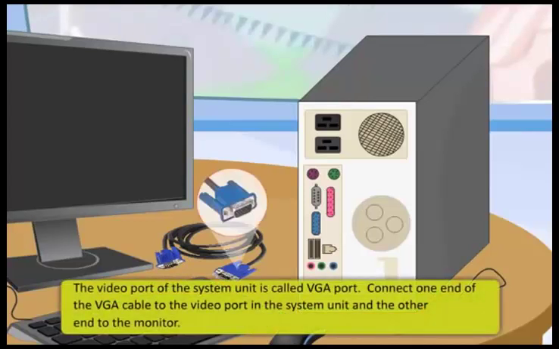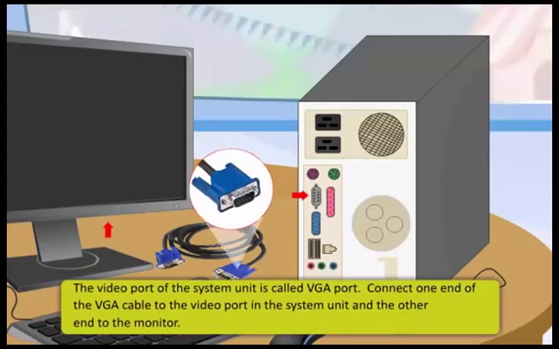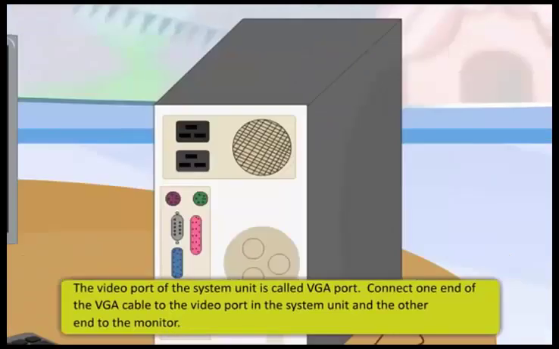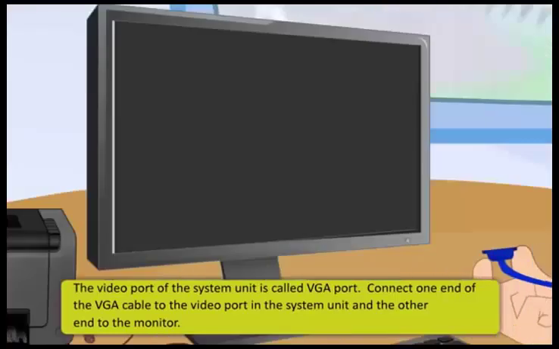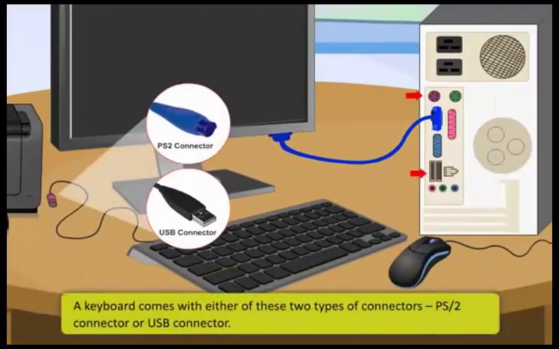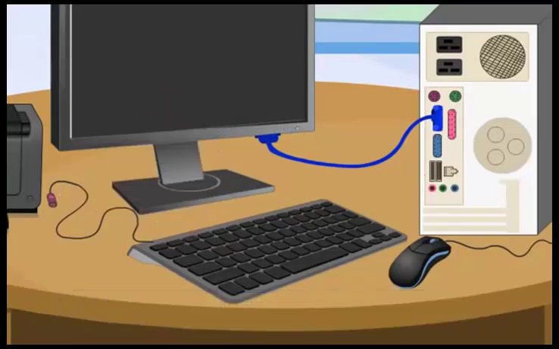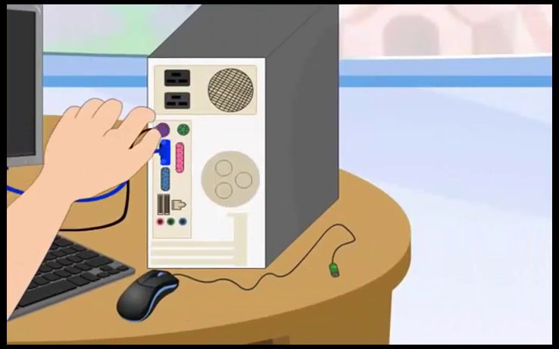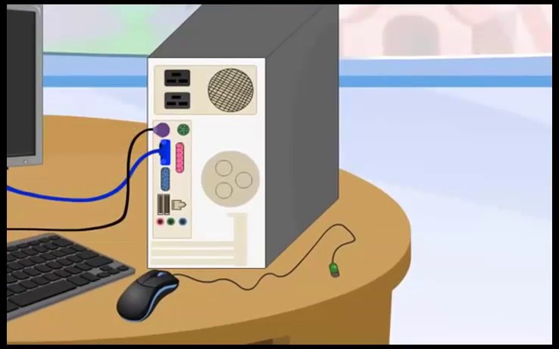The video port of the system unit is called VGA port. Connect one end of the VGA cable to the video port in the system unit and the other end to the monitor. A keyboard comes with either of these two types of connectors, PS2 connector or USB connector. To connect the keyboard to the system unit, plug the provided connector to the port in the system unit.